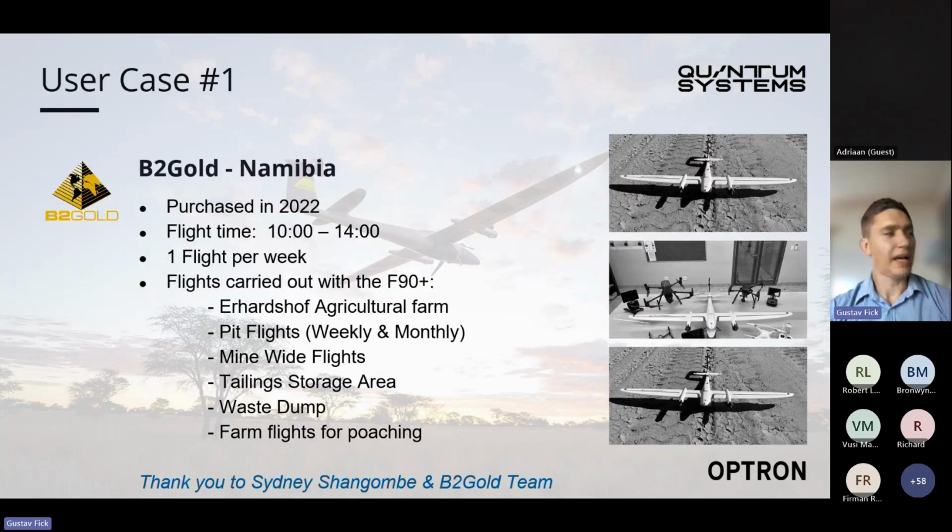All right, so the first user case is from B2 Gold, and I would like to use this opportunity to thank Sydney and his team. Here is a little bit about what they are using it for. They purchased the system in 2022. They are doing at least one flight per week, and these are some of the applications they are using it for.